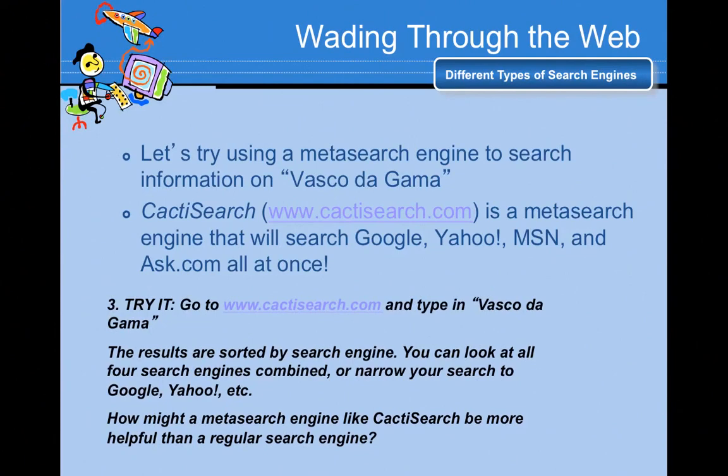You'll notice that the results are sorted by search engine. You can look at all 4 search engines combined, or you can narrow your search to just Google or just Yahoo. And then I want you to think about it. How might a meta search engine like CactiSearch be more helpful than a regular search engine? After you've thought about it, please go ahead and answer that question on your worksheet.